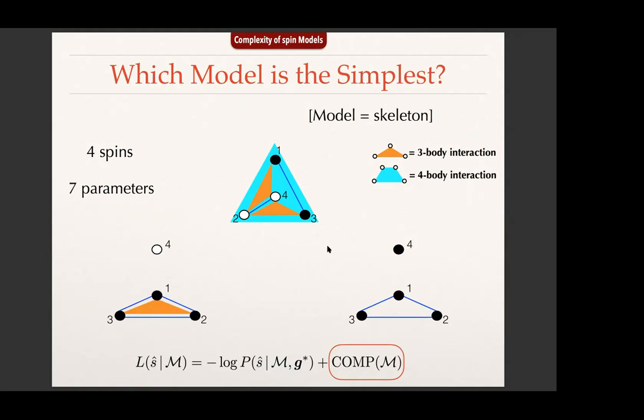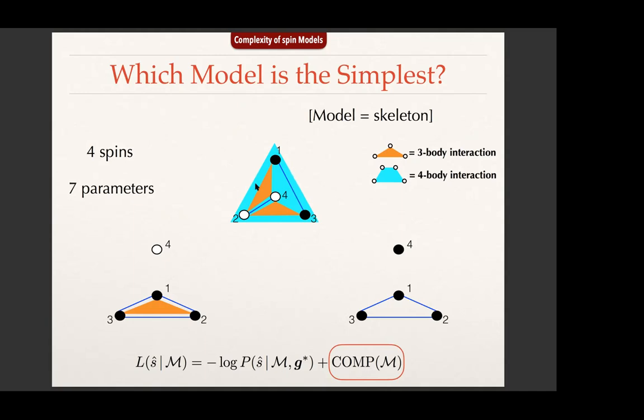Intuitively, I don't know. Maybe I can ask who would think that this one is the simplest? You can raise your hands. Okay, so there is one person.